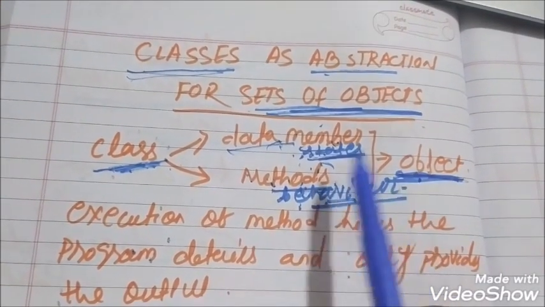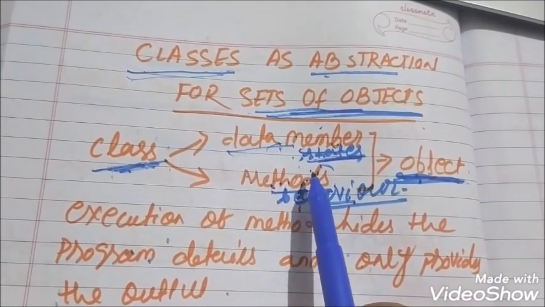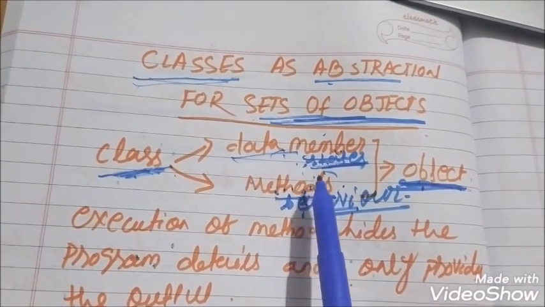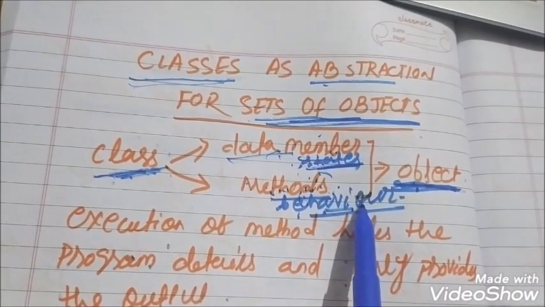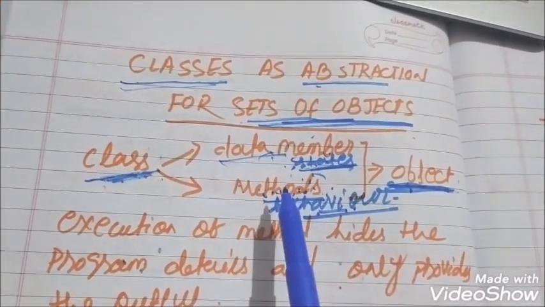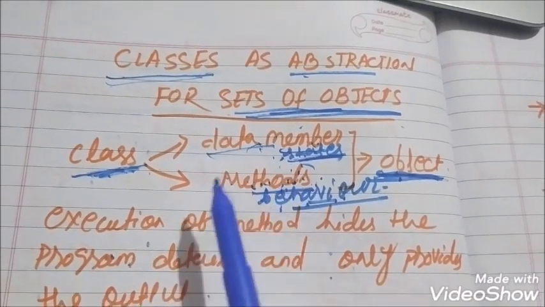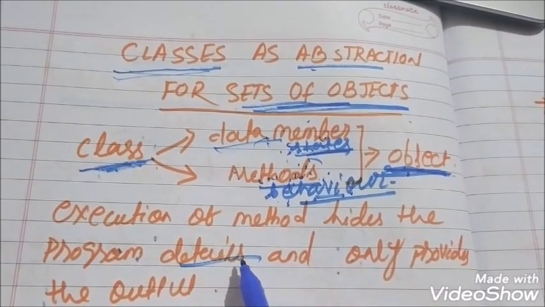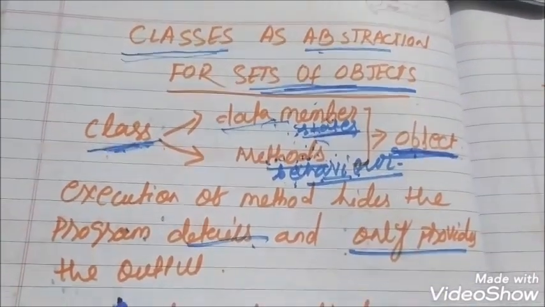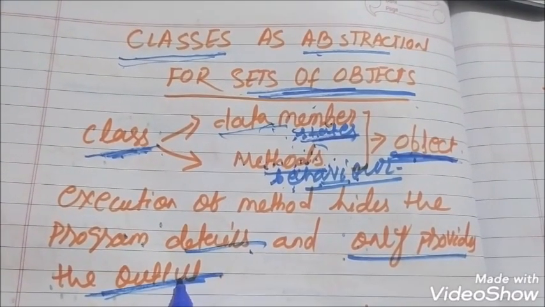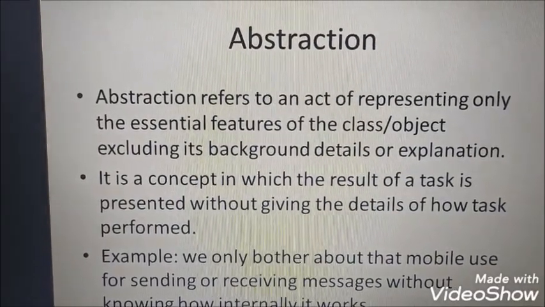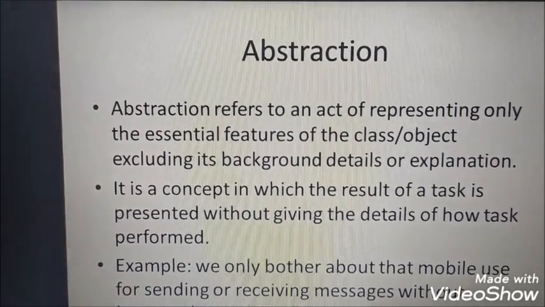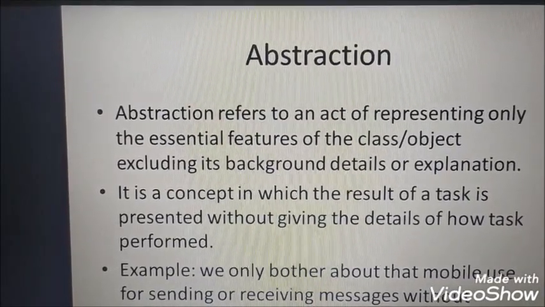Okay. Now, here the method is responsible for producing the result. The procedures written in the method, when executed, will give you the result. Okay. Now, how does abstraction work here? The execution of the method hides the program detail, the procedures or the implementation detail. Only what it produces, the output, is visible. We get the conclusion that the class helps in hiding the implementation details of the method. And it provides the abstraction for the object.